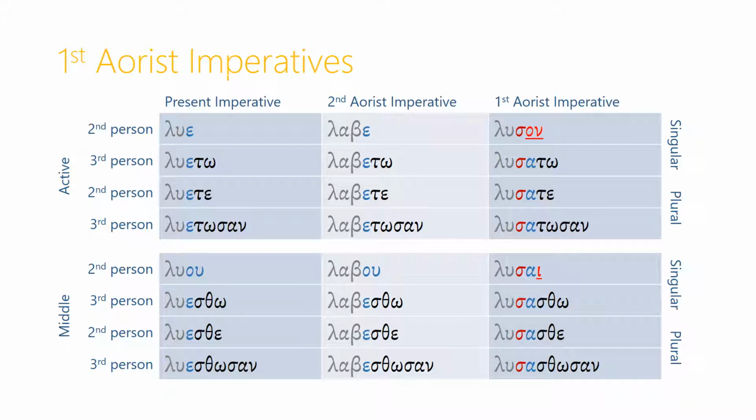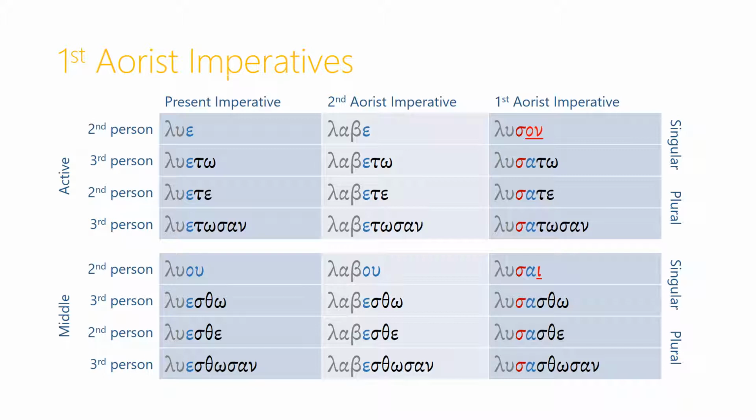That on ending might remind you of some of the second aorist forms, especially in the first person or third person plural. But you can remember that with the first aorist, with that sigma tense marker, this is the only place you'll find the on, or at least one of the few places you'll find that on ending afterward. So luson in the second person singular active, and then in the second person singular middle, we have luci.